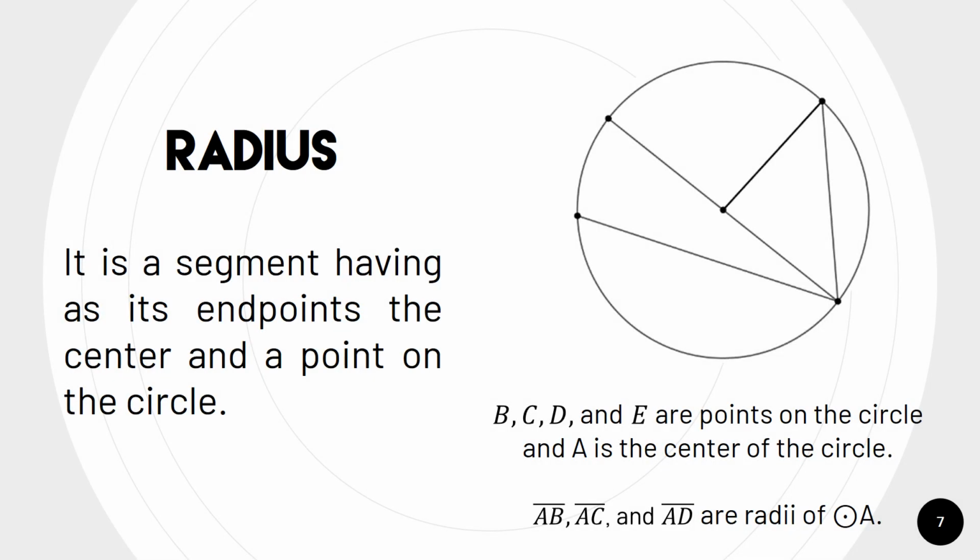Radius. It is a segment having as its endpoints the center and a point on the circle. On the figure, B, C, D, and E are points on the circle, and A is the center. With those given points, we can identify three radii of circle A, which are segment AB, segment AC, and segment AD.